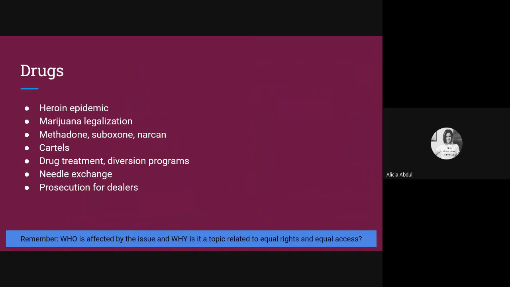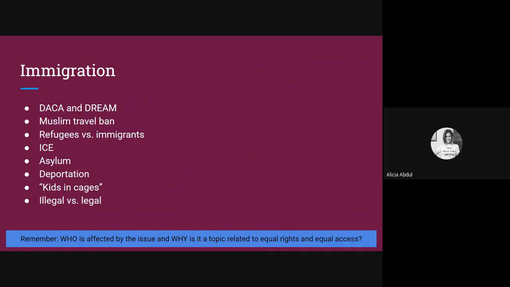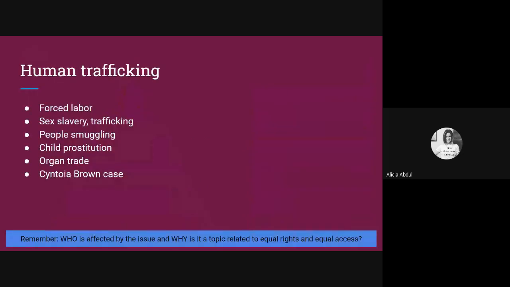Another one is about drugs. You can go from heroin epidemics to needle exchange programs. You can talk about the environment and things like the Flint water crisis. You can talk about immigration. And for this one, we have a topic triangle again, if this is something that's interesting to you. You'll notice that immigration is the big topic, focusing in on children of immigrants, and then talking about maintaining policies that encourage immigration to the United States. And again, on the right, you'll notice that there are 3 articles from the databases, as well as 1 video.